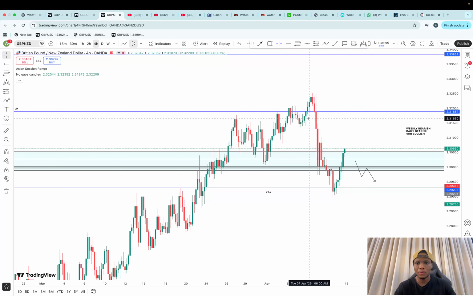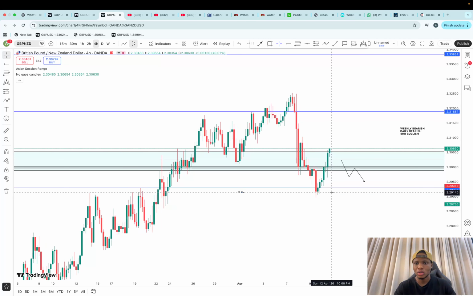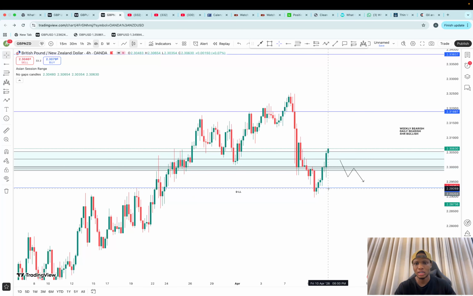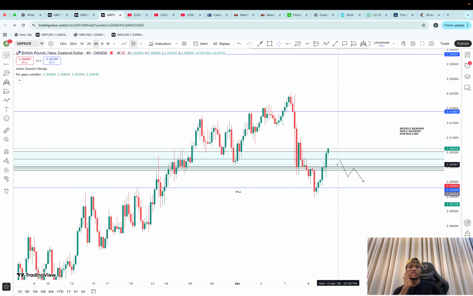Come down to the 4 hour, we have the break. 4 hour is bullish. We're having this as our higher high, as our higher low. So right now, once I have a shift instruction on the 4 hour, I'll be going in for the sell for GBPNZD. So that's pretty much it for this week, for this very interesting week.